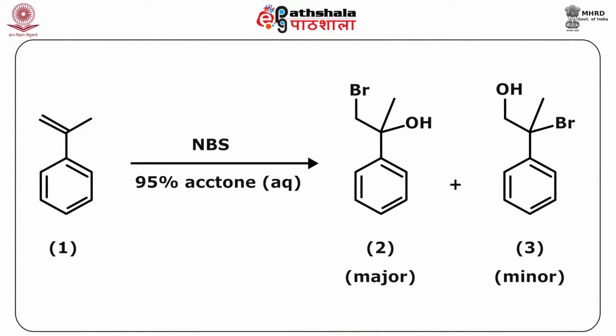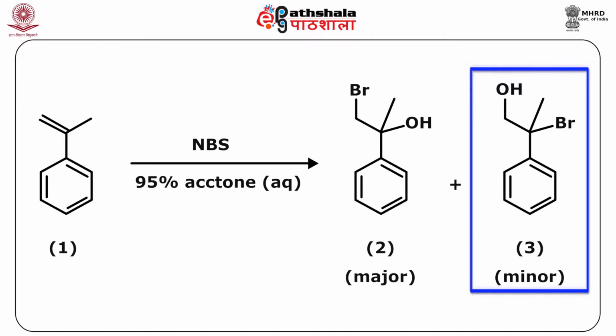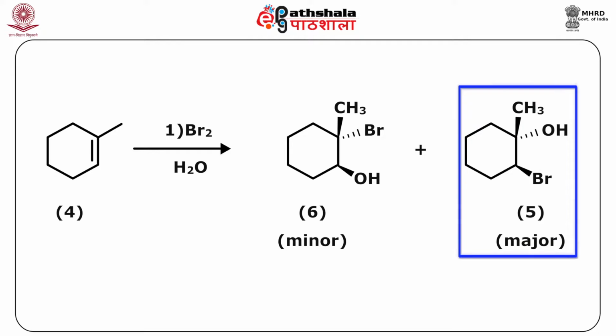A particular example is when 2-propionyl benzene reacts with N-bromosuccinamide, it gives a bromonium ion, and followed by aqueous acetone gives halohydrin, 2 as the major and 3 as the minor product. Another example is 1-methylcyclohexene reacting with bromine, forming a cyclic bromonium ion, followed by ring opening of the bromonium ion by water, which prefers to give 2-bromo-1-methylcyclohexanol, which is 5, as the major product.